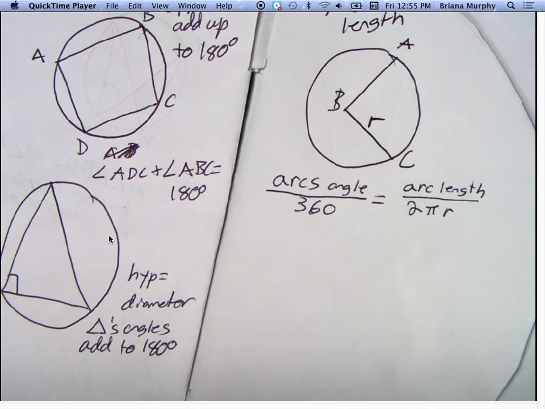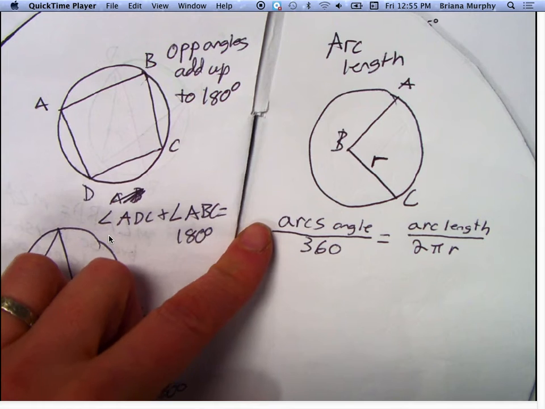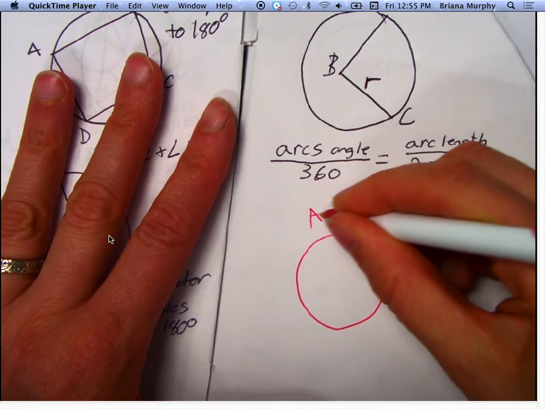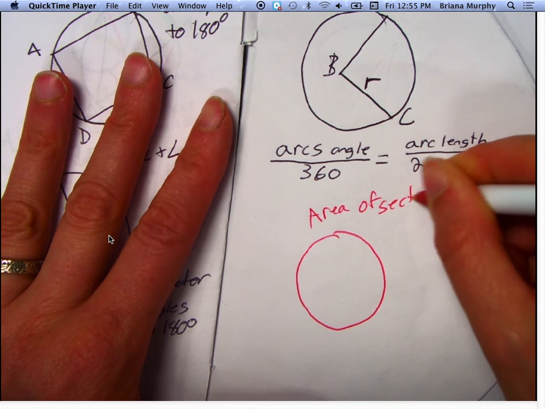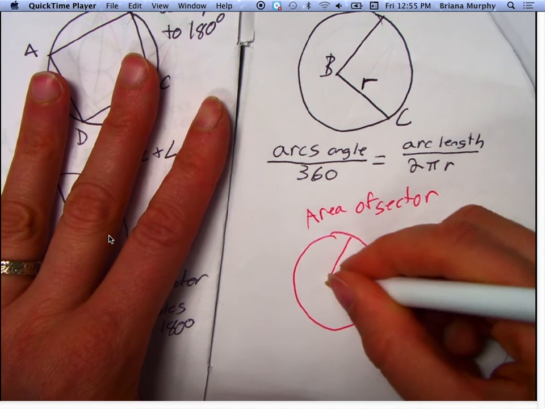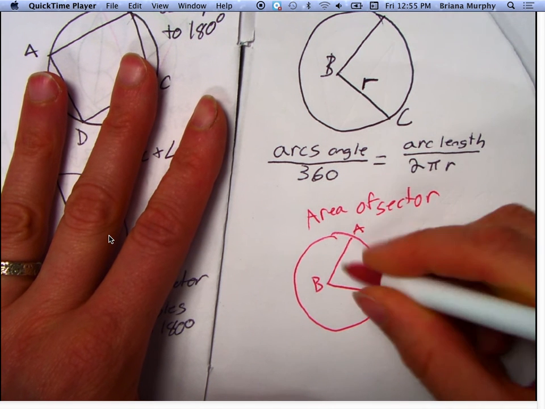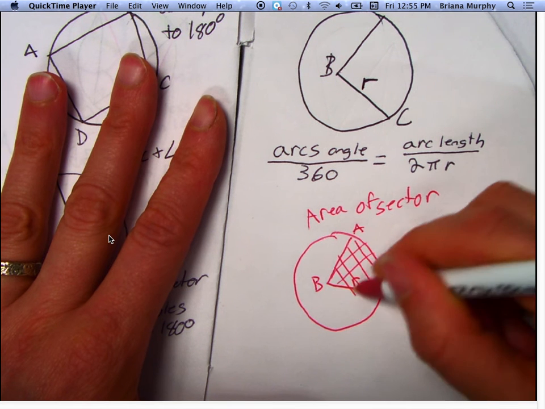We're looking at our circle books, and we're going to add another thing into our circle books. We've got arc length here. Now we're going to do area of a sector. Area of sector. And this almost looks the same, where we have A, B, C with radius R, but we want to know this whole area, everything in there.